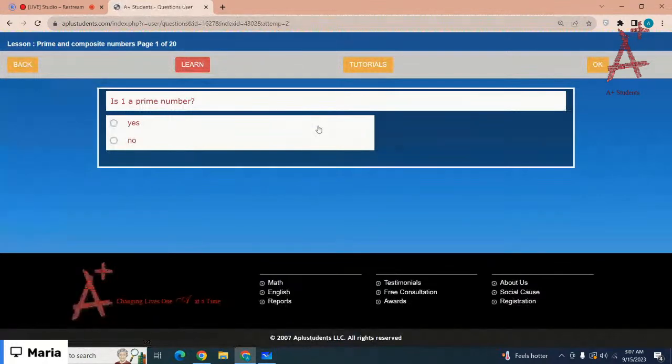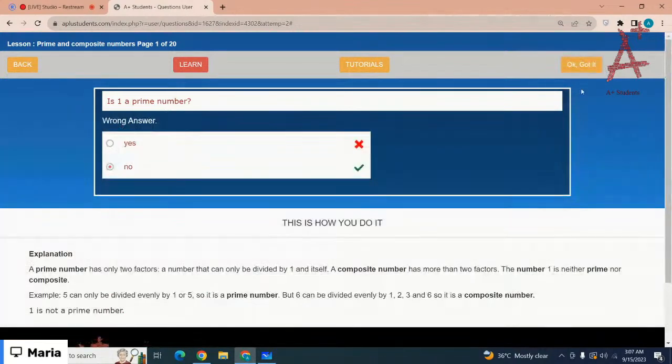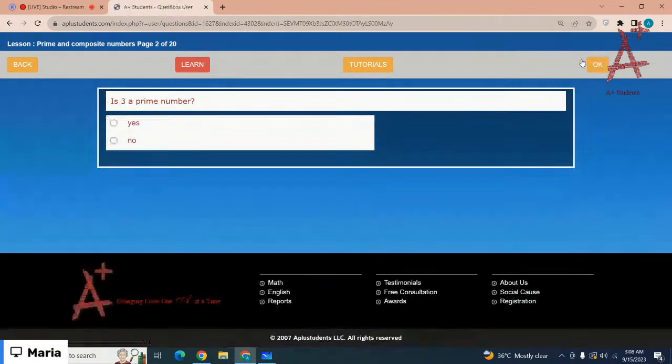Is 1 a prime number? Yes or no? 1 is not a prime number, right? 1 is not a prime number, and it is not composite either.